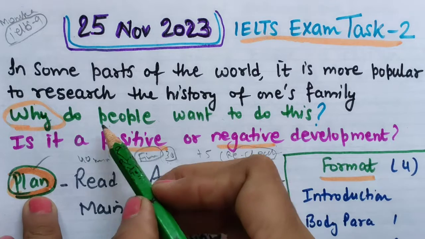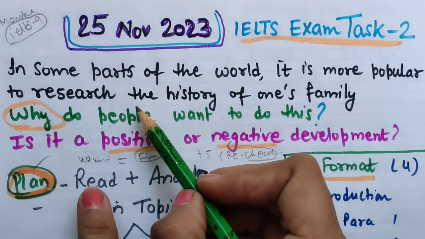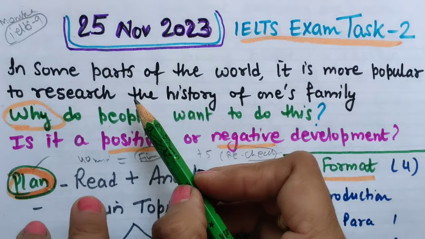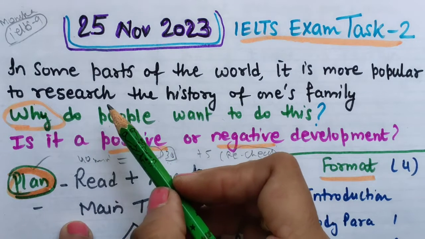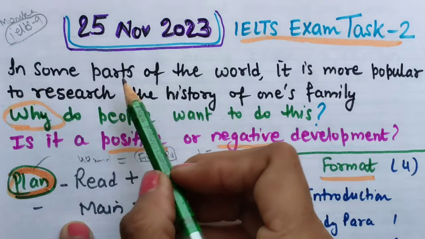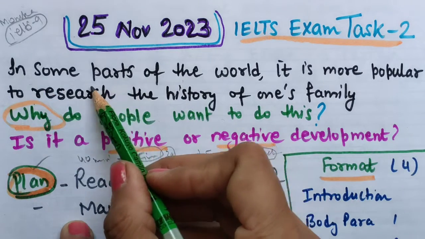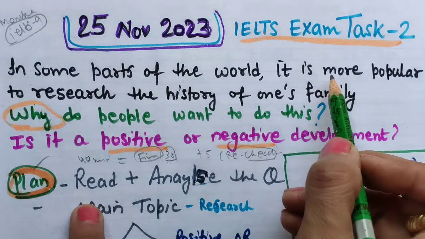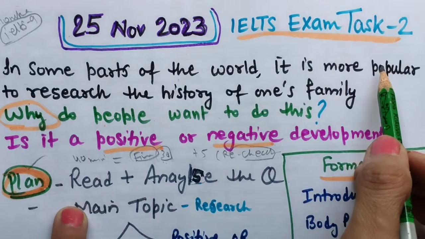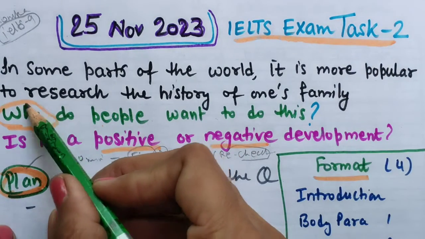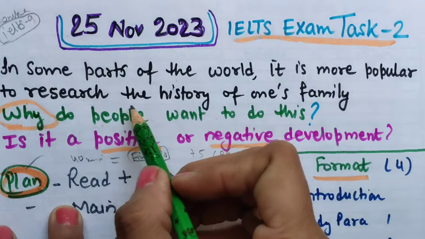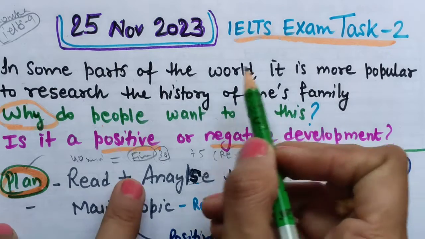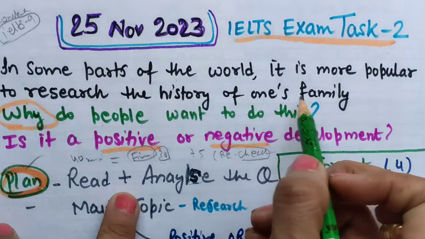Now let's read the question statement. I will be reading the question statement 3-4 times. You can pause the screen and read it, and try to understand the main topic and its subtopic, what they want to ask. So let's read it. In some parts of the world, it means some countries in the world, it is more popular. Popular means it is a common, trending activity, to research, to find, to learn about the history of one's family. In some parts of the world, it is more popular to research the history of one's own family.